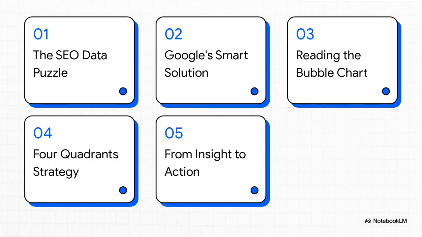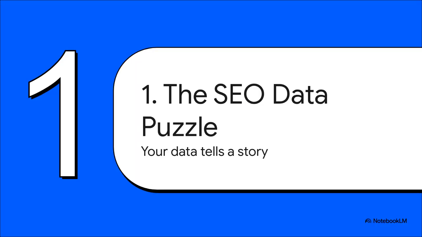So here's our game plan. First up, we're going to talk about the core problem, what I'm calling the SEO data puzzle. Then we'll dive into Google's really smart solution. After that, I'll show you exactly how to read it, break it down into 4 key strategy quadrants, and most importantly, we'll finish with how to turn those insights into real action. So let's kick things off with the challenge we all face.